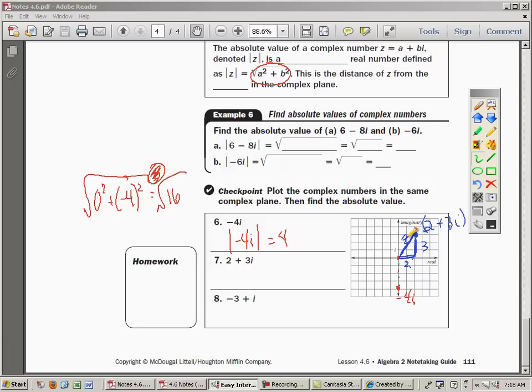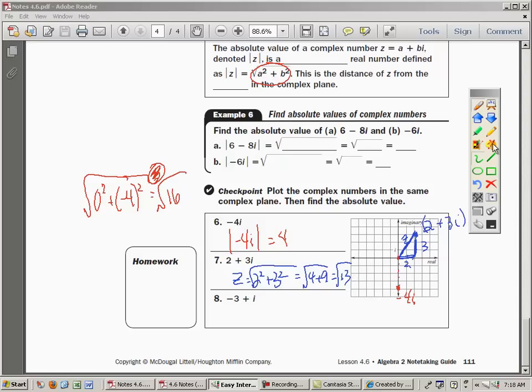All right? Well, we're really doing the same thing. The absolute value is equal to the square root of 2 squared plus 3 squared. Well, 2 squared is 4, 3 squared is 9, so this becomes the square root of 4 plus 9, which is 13. Now, since the square root of 13 does not have any factors that are perfect squares, the distance from the origin to that point is square root of 13.